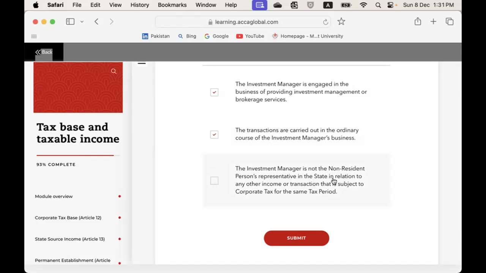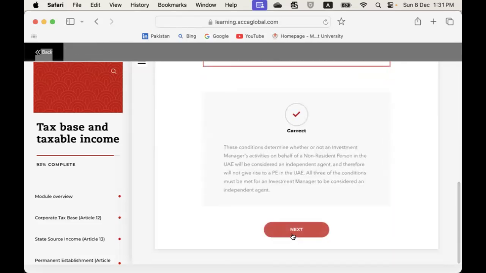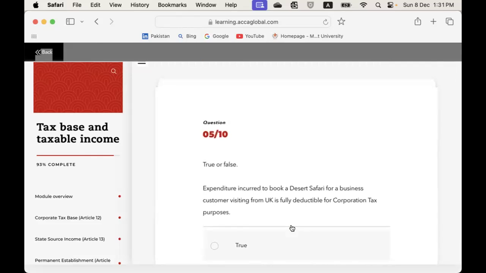Yes, this was also applicable in relation to any other income or transaction that is subject to corporate tax in the same period, right? This was also there. Correct. Let's go to the next one.